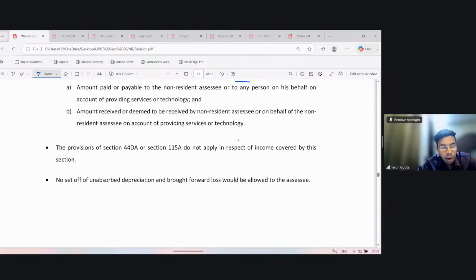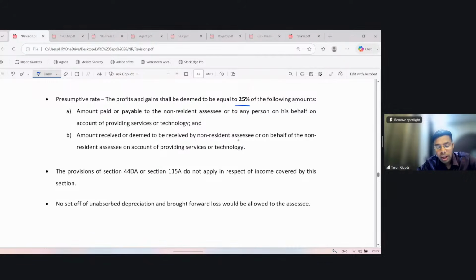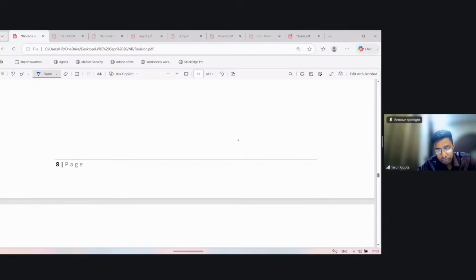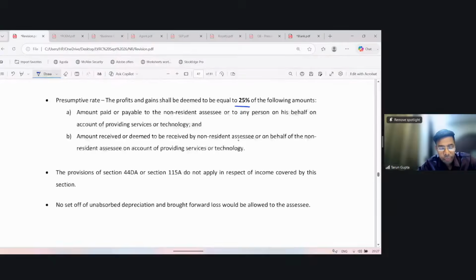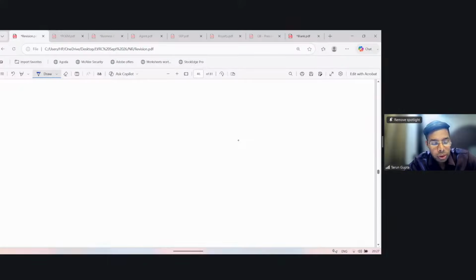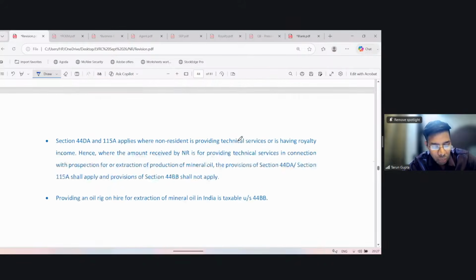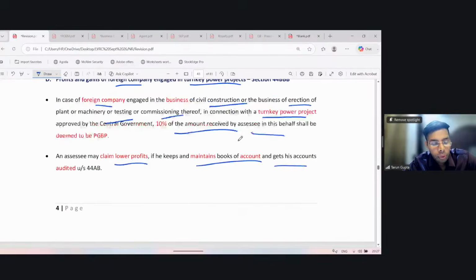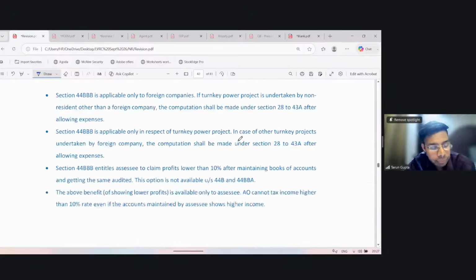Right? The provisions of section 44DA and 115A do not apply in respect of income covered by this section. No set-off of unabsorbed depreciation or brought forward loss would be allowed to the assessee. Right? So this completes the presumptive rates applicable in case of non-resident.